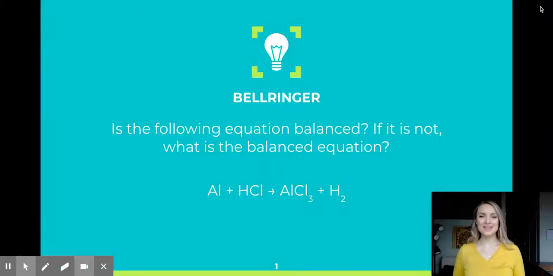Hello, everyone. Let's start off with our bell ringer question today. Is the following equation balanced? If it is not, what is the balanced equation? Aluminum plus HCl, or hydrochloric acid, yields aluminum chloride plus hydrogen. And I'll give you a hint. If you start looking at the hydrogen, that's a good place to determine if the equation is balanced, and if it's not, it's a good place to start playing with coefficients.